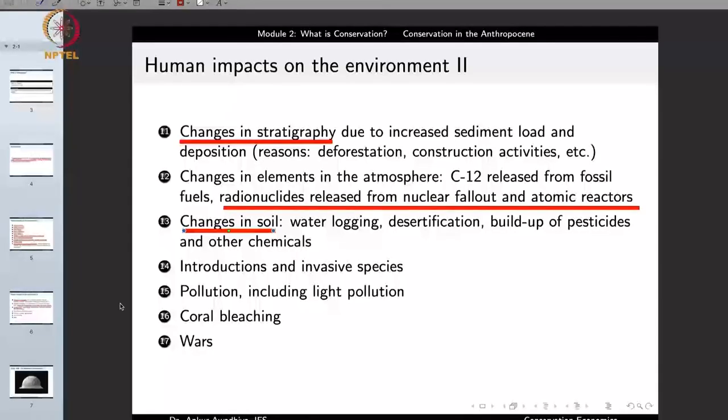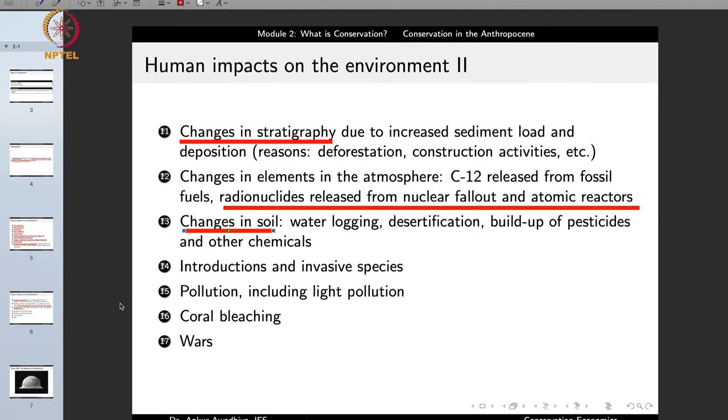Also, when we are doing excessive irrigation for water thirsty crops, and if the soil is unable to tolerate that much amount of water, then it might lead to waterlogging. Then we are seeing desertification in those areas where we are excessively taking out water, and we are also letting animals perform overgrazing. So that is leading to the soil turning into a desert soil.